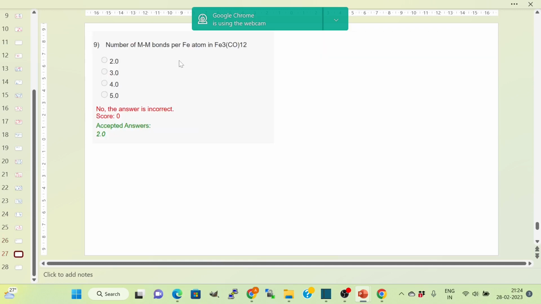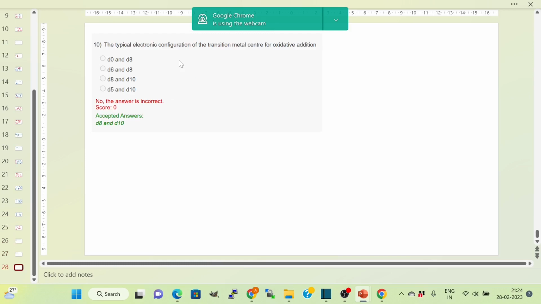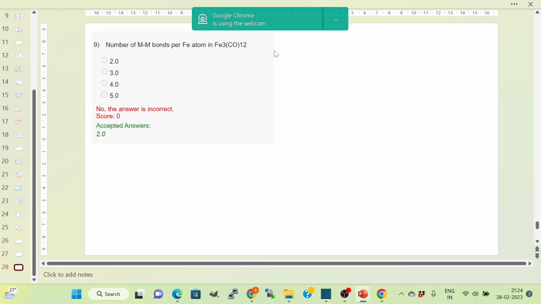Same goes for this question. And this one also is actually related to transition metals, but I don't think this course discusses the reaction pathways or the reaction mechanisms of transition metal complexes, therefore this is also not required. So I won't be discussing these three questions.